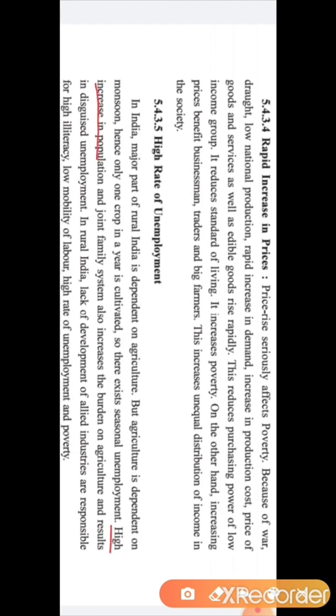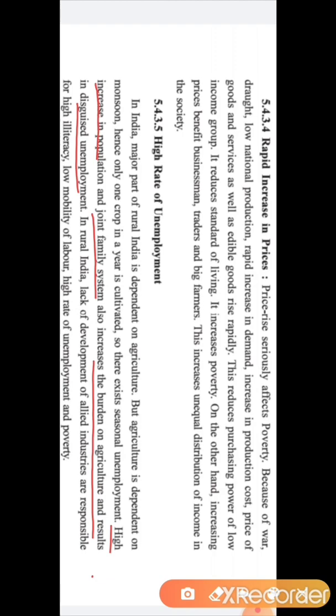High increase in population and the joint family system also increase the burden on agriculture and result in disguised unemployment. So here it is said that there is one family, suppose of 5 members, and after 2-3 years the family land they have is not going to increase, but the number of persons in that family is going to increase. So suppose from 5 members they increase to 8, 9. Okay, so they all will work on the same farm.